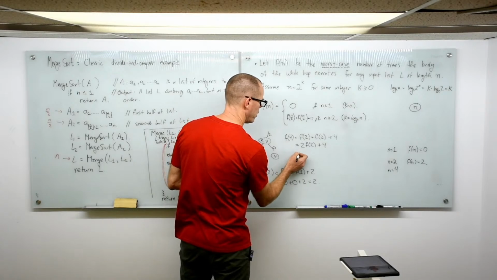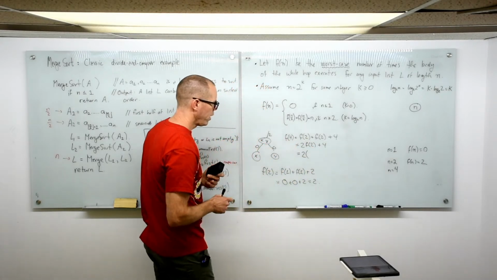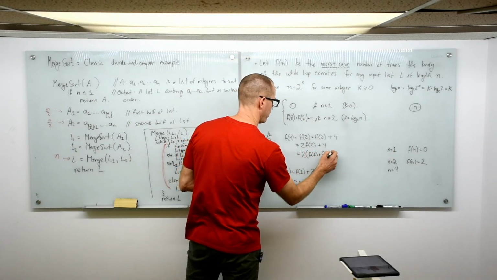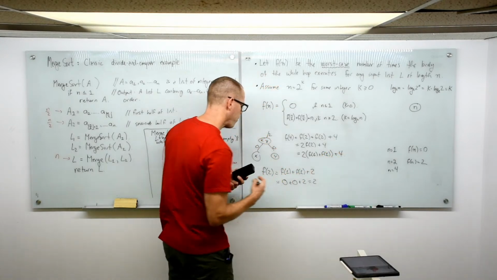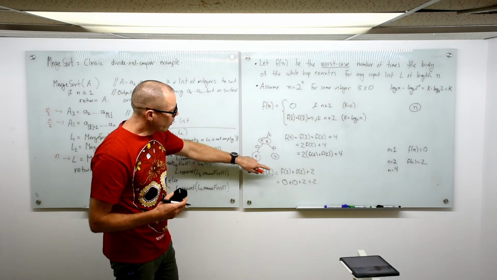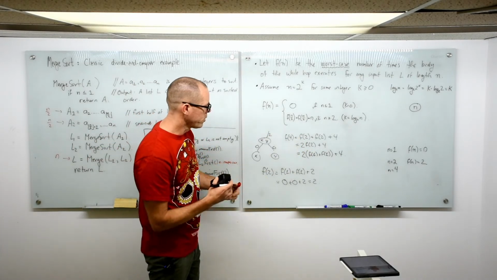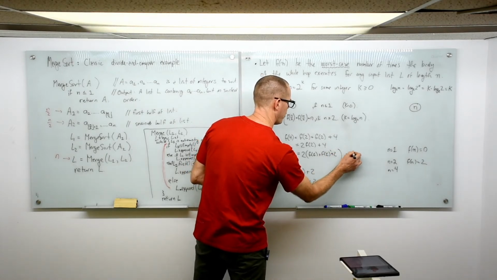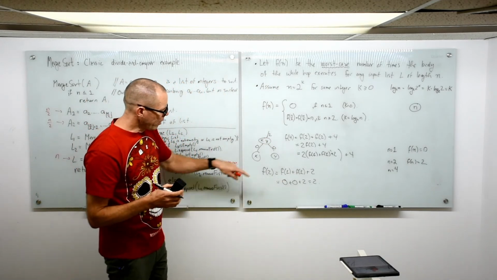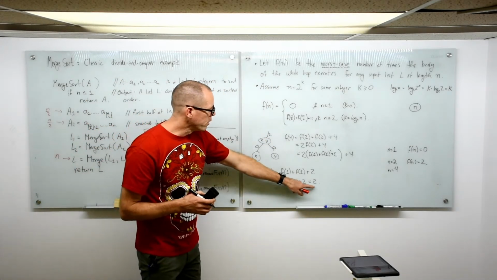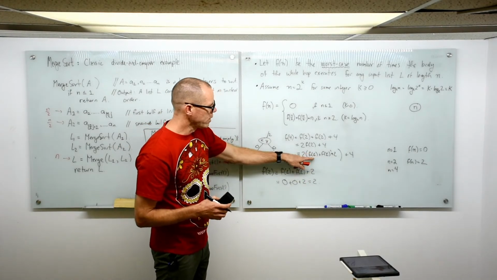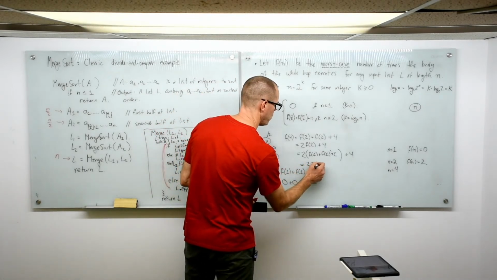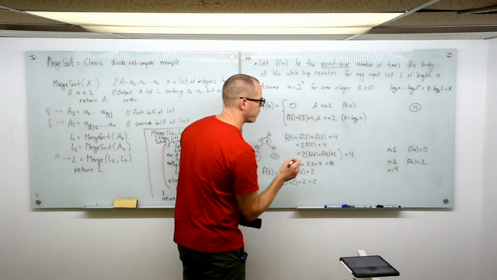We just have 2 f of 2's here. What's f of 2? Well, f of 2 is f of 1 plus f of 1 plus 2, and then we have the plus 4 on the outside. In fact, we've already done f of 2. We saw that f of 2 is equal to 2. So we get 2 times 2 plus 4, which is equal to 8.